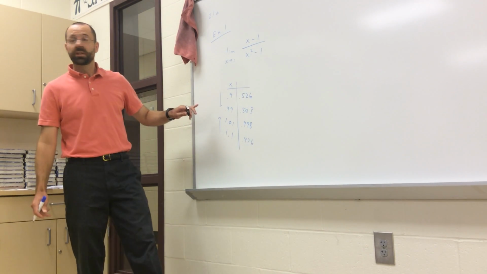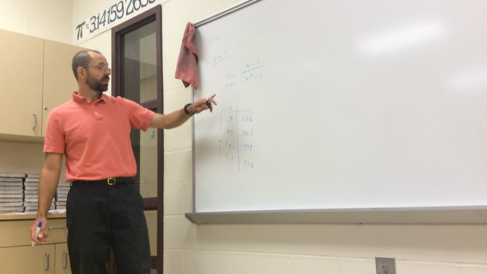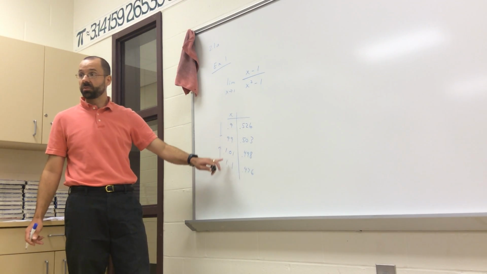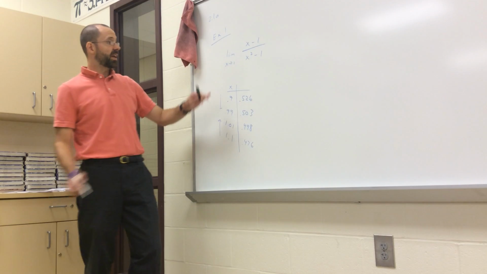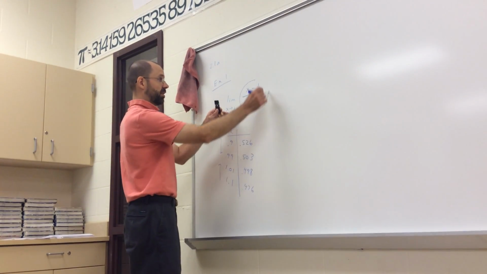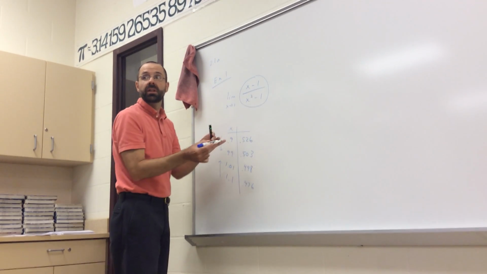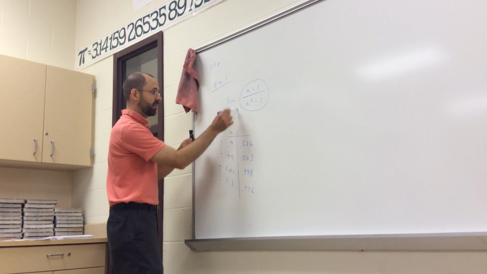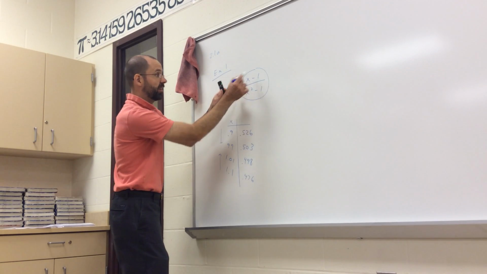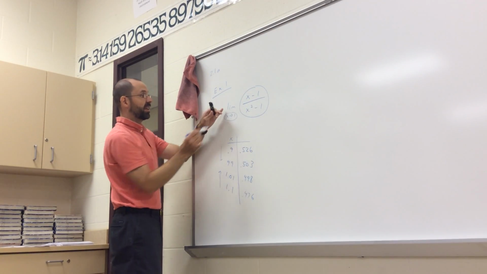Okay, so the x arrow 1 means pick numbers that are getting close to 1. So that was our first step. Then this is our function. So we plug those 4 numbers into that function. Okay, so we've done this part of it, right? Pick numbers close to 1. We've done this part of it. Now we have to do the LIM part of it.